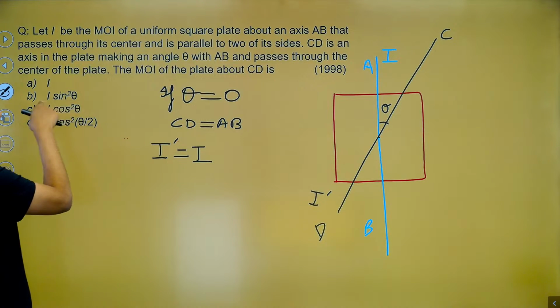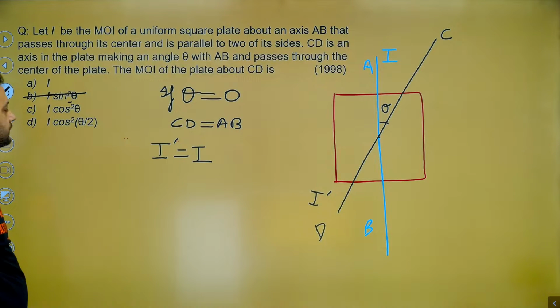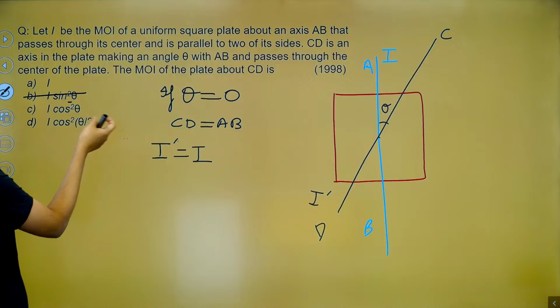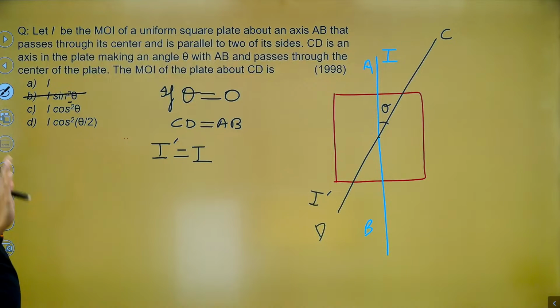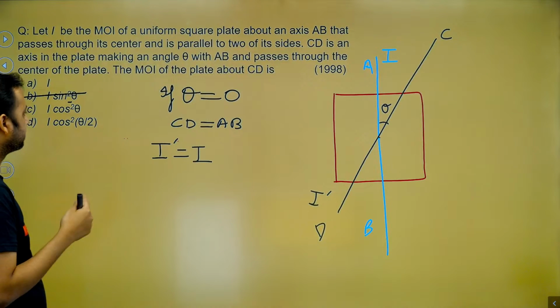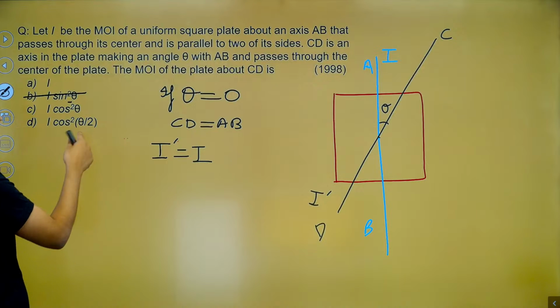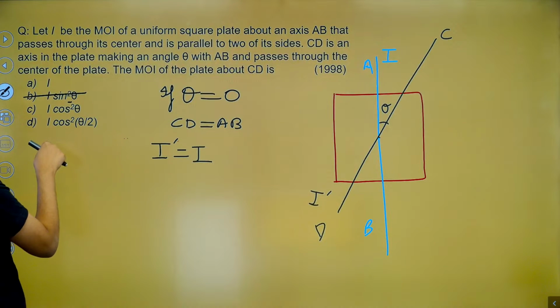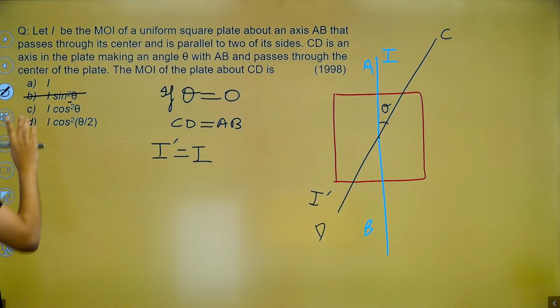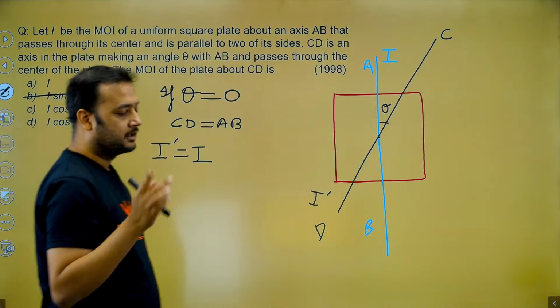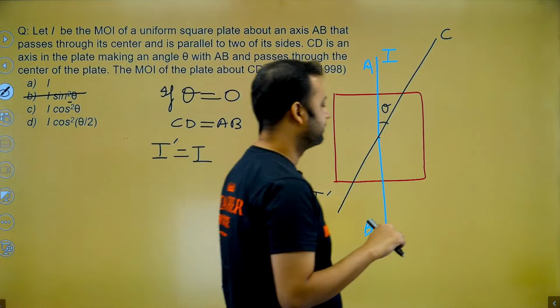Now if you go to option B, put theta 0 here, this becomes 0. So option B is wrong. If you go to option C, put theta 0, it becomes I. That means option C is still a possibility. If you put theta 0 in option D, it becomes I. So it is still a possibility. Out of 4 options, we have rejected 1. I hope you have understood till here.